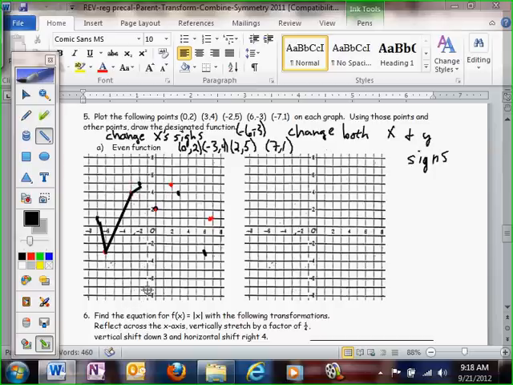Is there a point on this vertical line? No. Is there a point on this vertical line? Yes. Draw my line to it. Is there a point on this vertical line? No. This one? Yes. This one? Yes. Is there one on this one? No. This one? No. This one? Yes. This one? Yes. And I'm done.